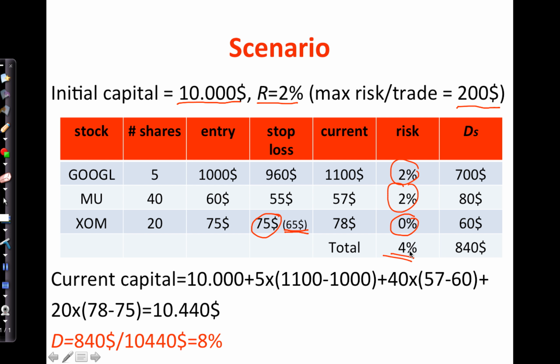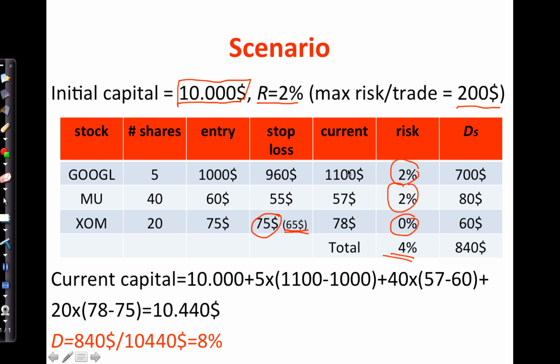But this is actually telling you that if you hit stop loss for all of them, right, you will have a drawdown of 4% compared to the initial capital. But what about the drawdown compared to the current capital? Look at this column now. This is the current price of the three stocks. Google, in this example, is now trading at $1,100. And this means that I have a DS, what we computed before, of 700.